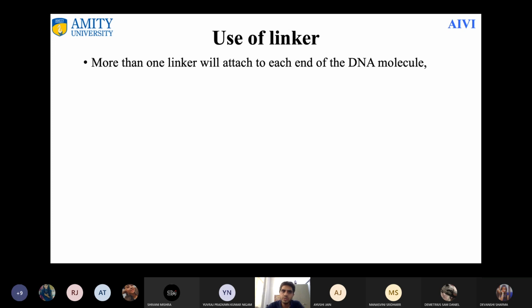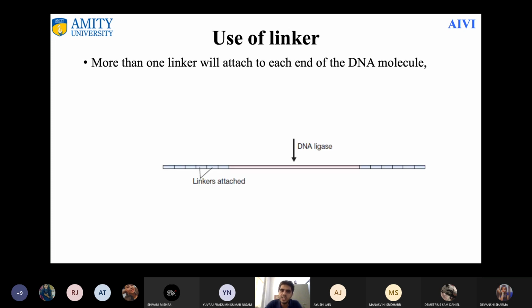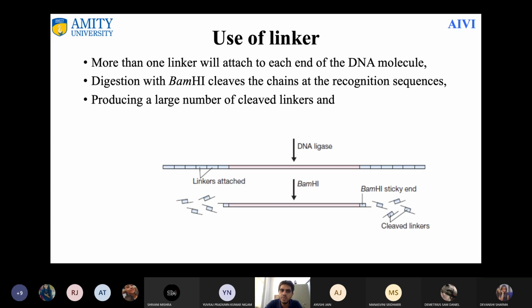Okay, so now this is the use of the linker. As we already mentioned, the main use of the linker is making a sticky end. So if more than one linker is attaching here, when you digest it, it is going to clip off. So finally, what are you going to get? You are going to get only one sticky end, not more than one.